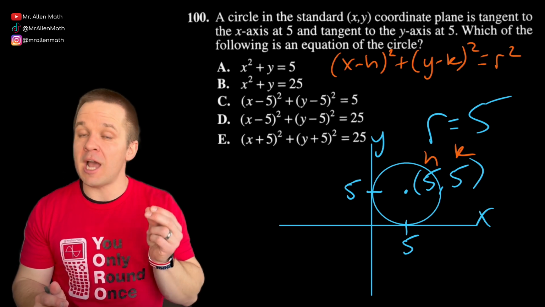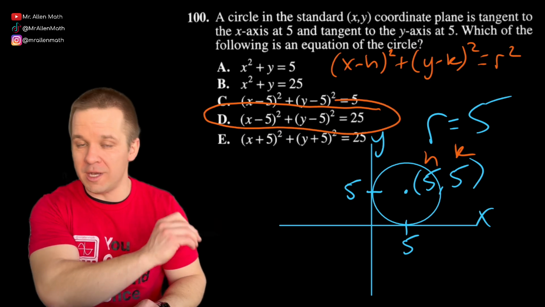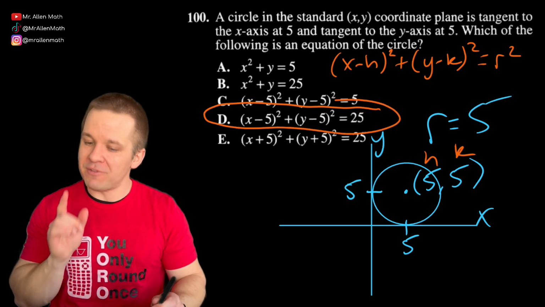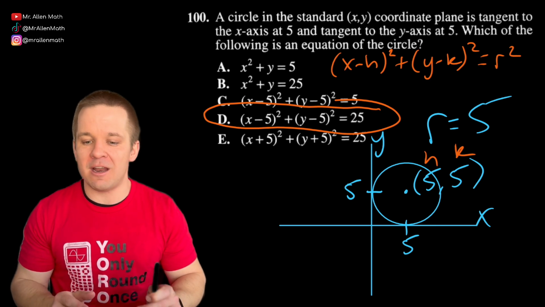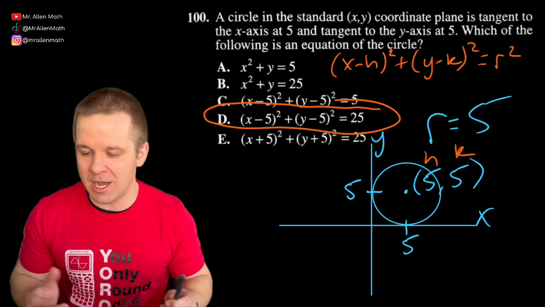It's x minus h and y minus k. Therefore, it is choice D right here. There we go. That's a good problem. I've seen that one a couple times, so definitely pay attention to that. When they talk about tangent and stuff like that, and you have to find the center, it's not just a dead giveaway on these things.